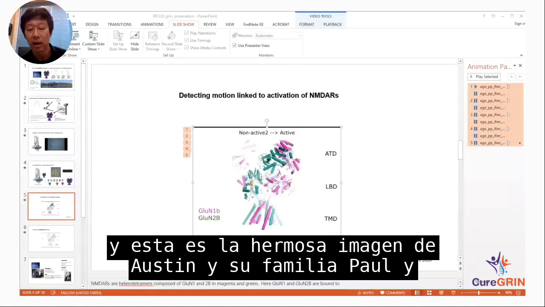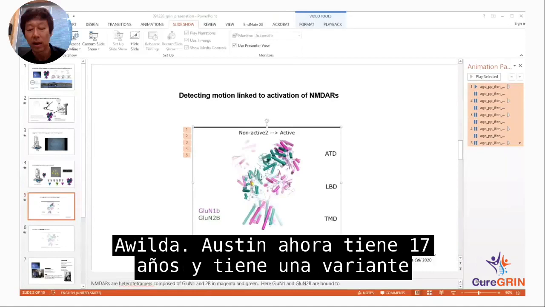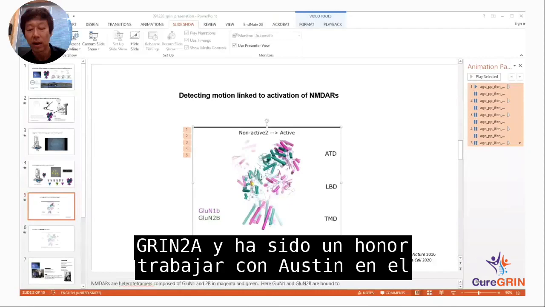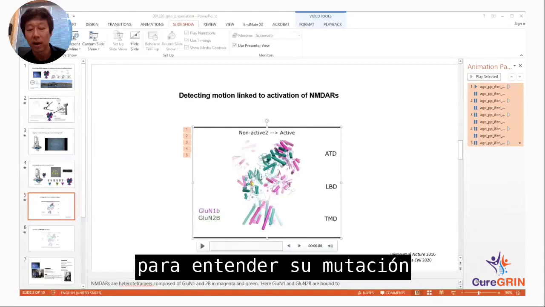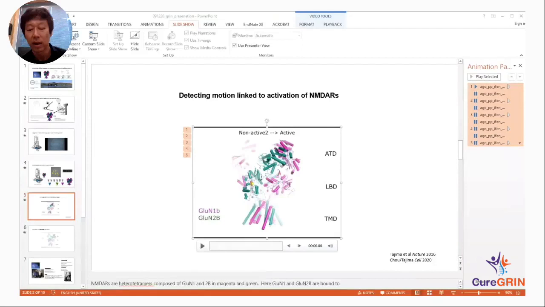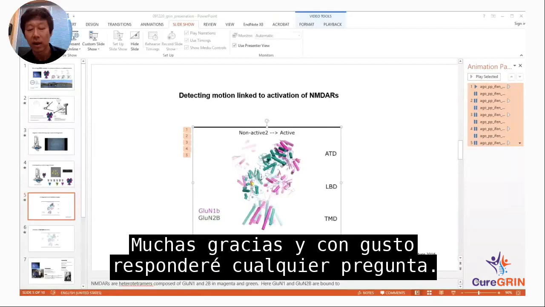Austin is from Long Island, and this is a beautiful picture of Austin and his family, Paul and Awilda. Austin is now 17, and he has a GRIN2A variant. It's been an honor to be working with Austin for the past 6 years, I believe. I'm really happy that we're making some progress to understand his mutation and the structure, and the collaborators. Thank you so much, and I'm happy to take any questions.